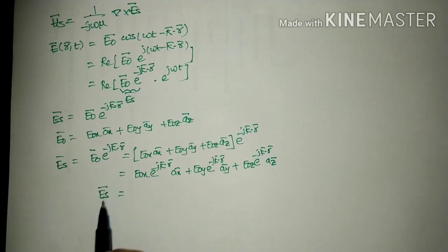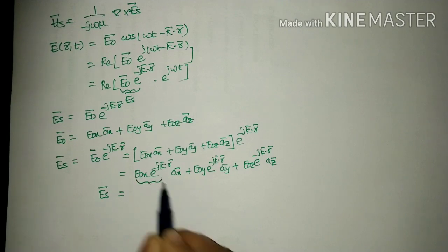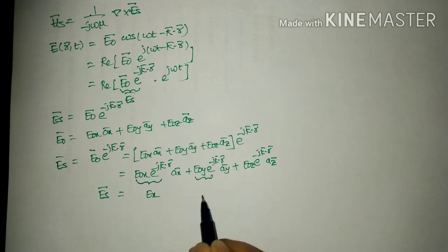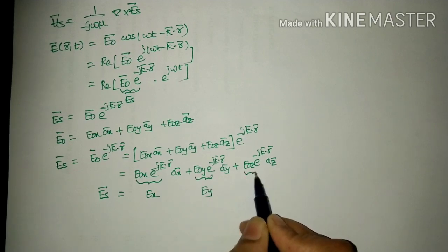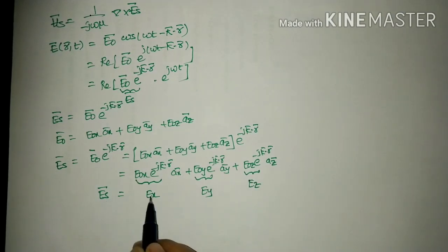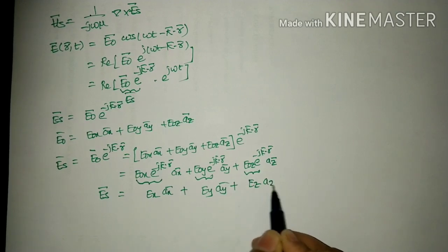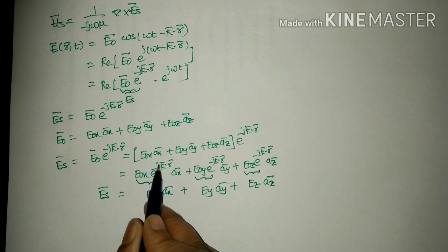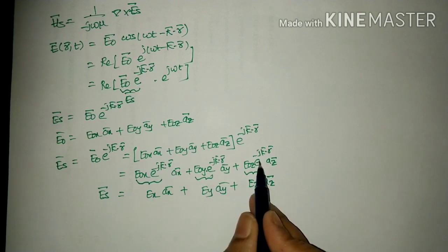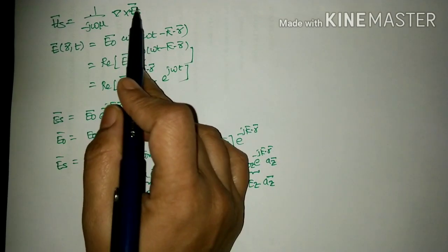So the phasor form of the electric field Es bar is equal to, this defines the x component of the electric field, let it be equal to Ex. This defines the y component of the electric field, let it be Ey, and this defines the z component of the electric field, let it be Ez. So you can write the phasor form of the electric field as Ex Ax bar plus Ey Ay bar plus Ez Az bar. So Ex is equal to EOX e power minus j k bar dot r bar, Ey is equal to this, and Ez is equal to this. So now we got the phasor form of the electric field.